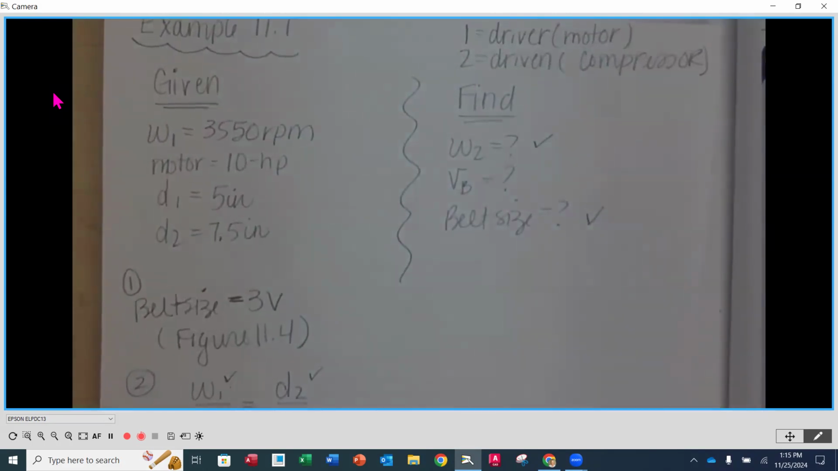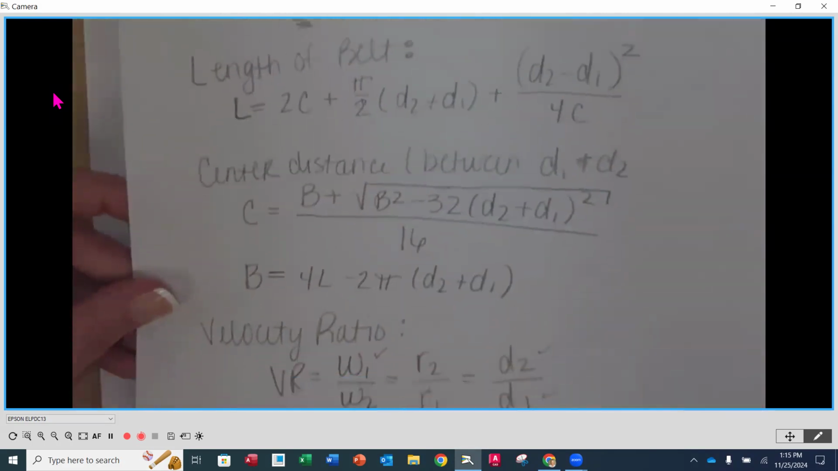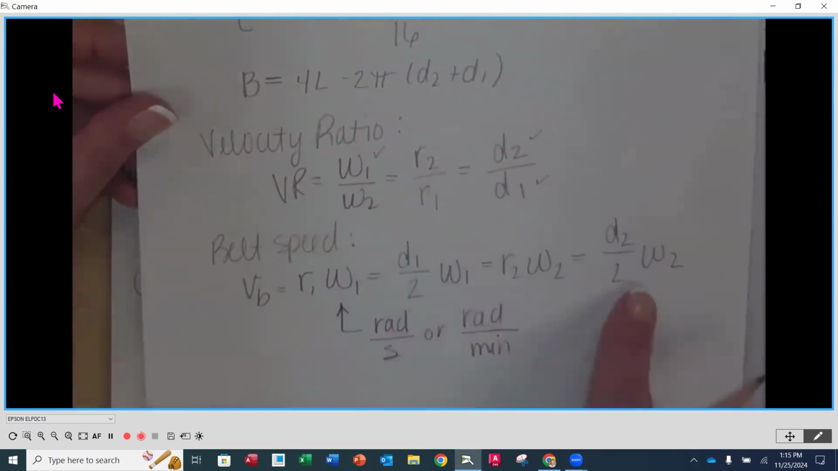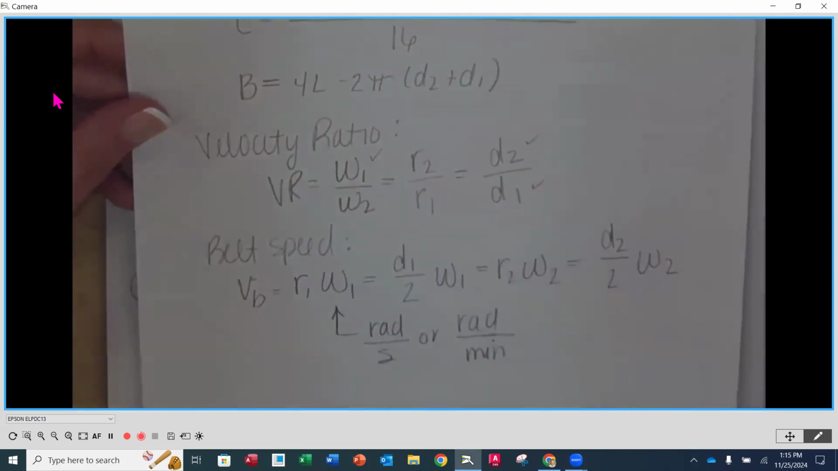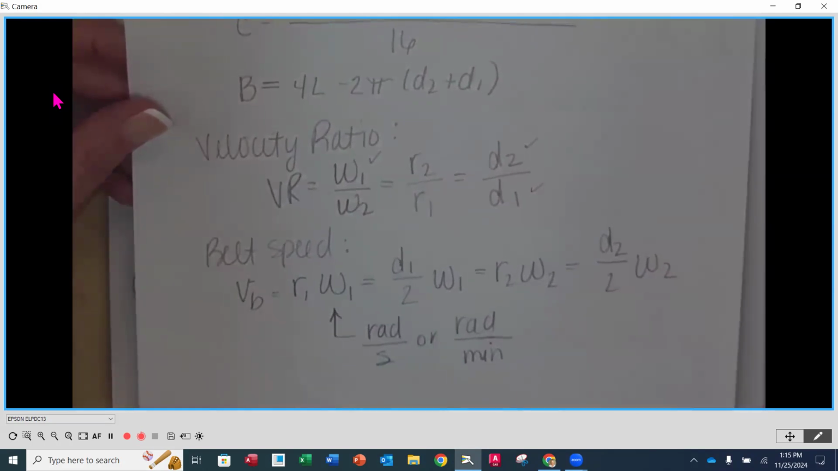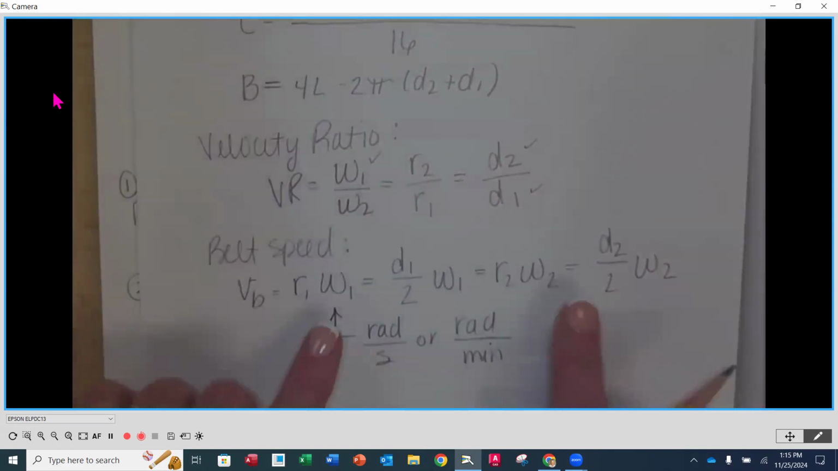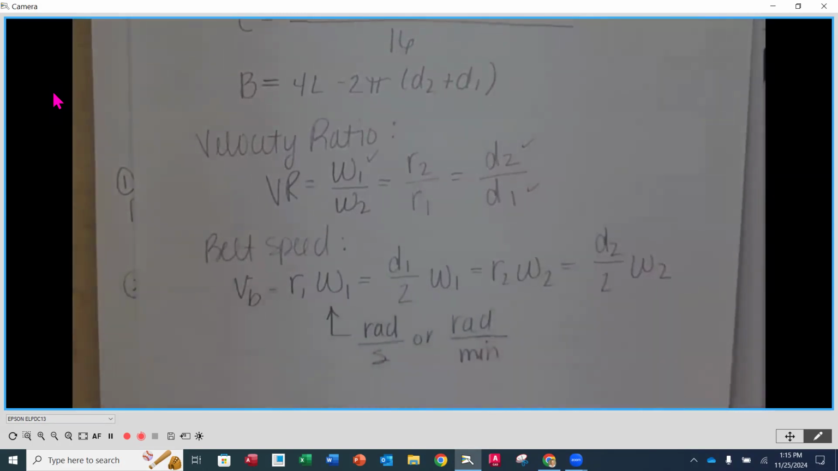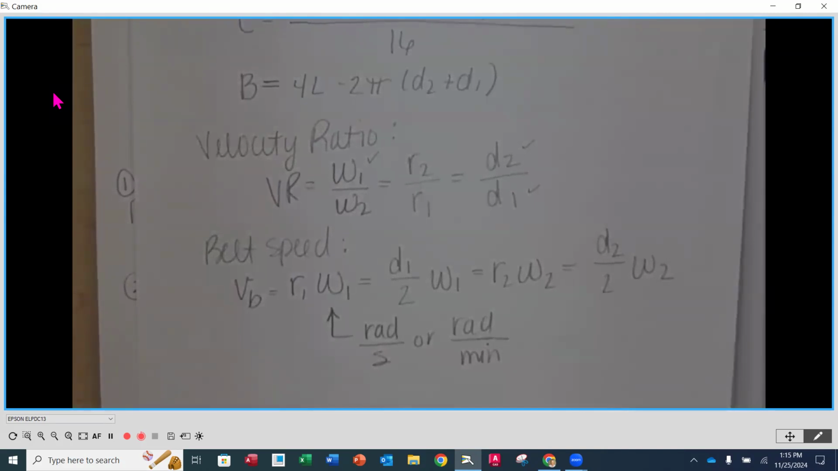So now we need to find the belt speed. Looking at our equation sheet, looks like belt speed is down here, right? Now we know diameters, so you can just do the diameter divided by 2, or if you want to do the radius, that's fine. Now, we now know W2, and we do know the diameter of the compressor sheave. But would you agree that it's better to work with the W1s? Why? It is better to work with W1.